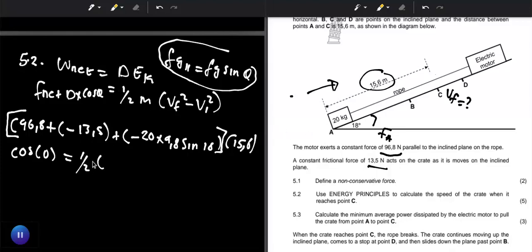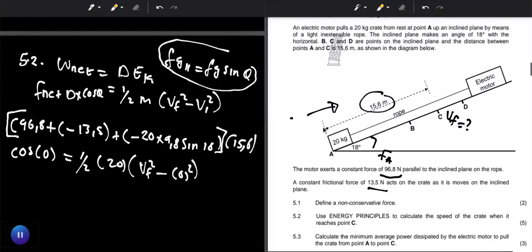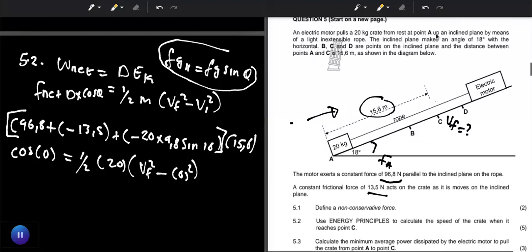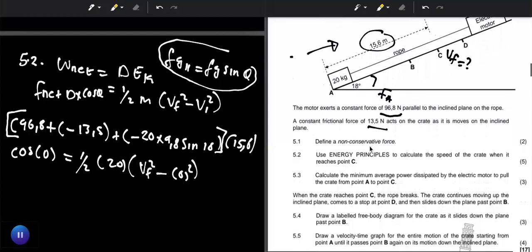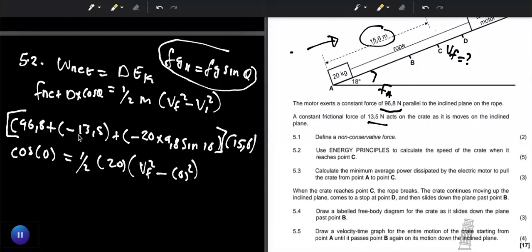The mass for this thing is 20. I'm going to put my 20 over here, open bracket. I'm looking for my V final. It's going to be VF squared minus my initial. It's from rest, so from here it's 0. They told us in the statement over here, from rest at point A. So here, it's 0. Okay. And then after that, we're just going to work on the calculator. You multiply this one for your F net.